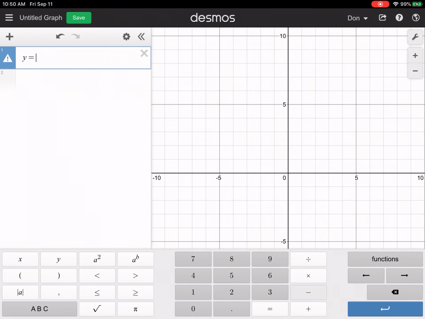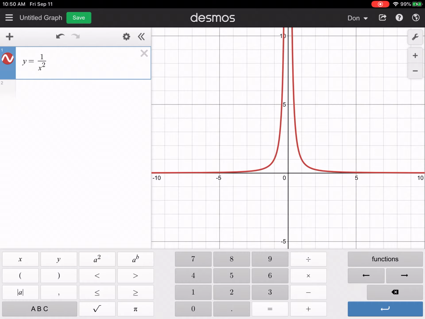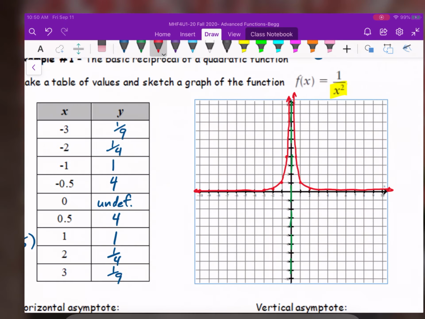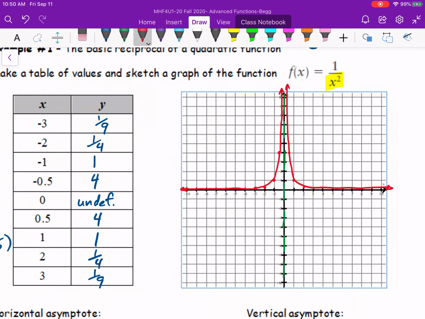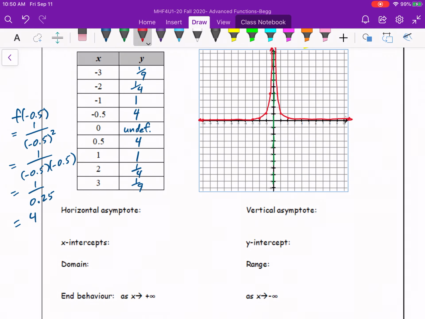y equals 1 divided by x squared. And there's the graph, just like we drew it. So, what can we say about this graph? Well, it does have a horizontal asymptote. It's the x-axis. It keeps getting closer to that without touching it. So y equals 0 is our horizontal asymptote.